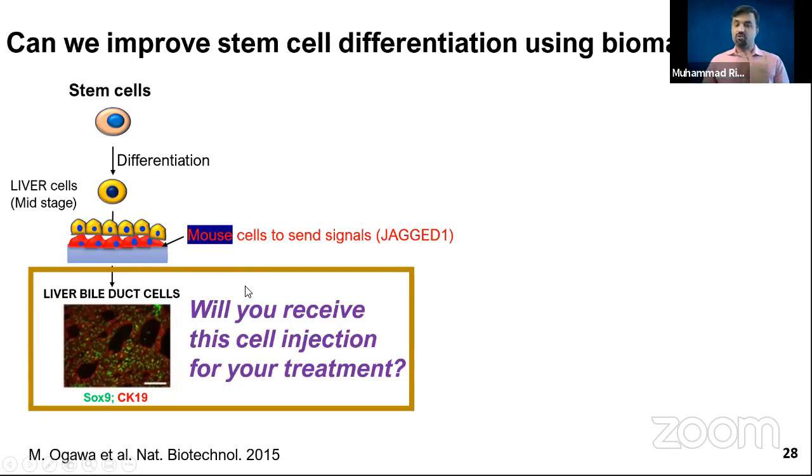Now, as you can imagine, putting these cells on mouse cells was a really critical step. The question is, will you receive this cell injection for your treatment, knowing that the cells have been cultured in contact with mouse cells? So really, these cells are not appropriate for cell therapy. Of course, they are useful for a number of different applications, but for cell therapy, even when we are able to isolate and purify them, we are still not sure what was secreted by mouse cells and how it will affect the properties of these cells going forward.